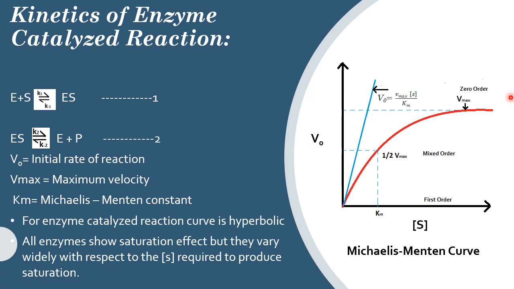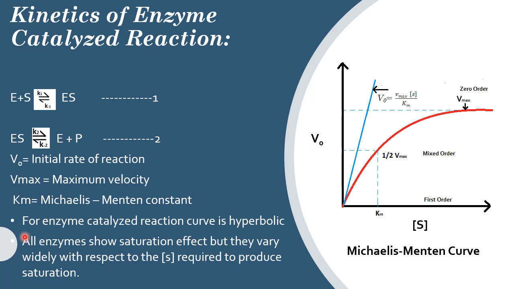All enzymes show a saturation effect, which is a peculiar feature of enzyme catalyzed reactions, and we get a maximum rate of reaction, which is called Vmax. The last step, that is dissociation of enzyme substrate complex into free enzyme and product, is the rate limiting step, and the rate of product formation is very slow as there are fewer enzyme substrate complexes formed because substrate concentration decreases.